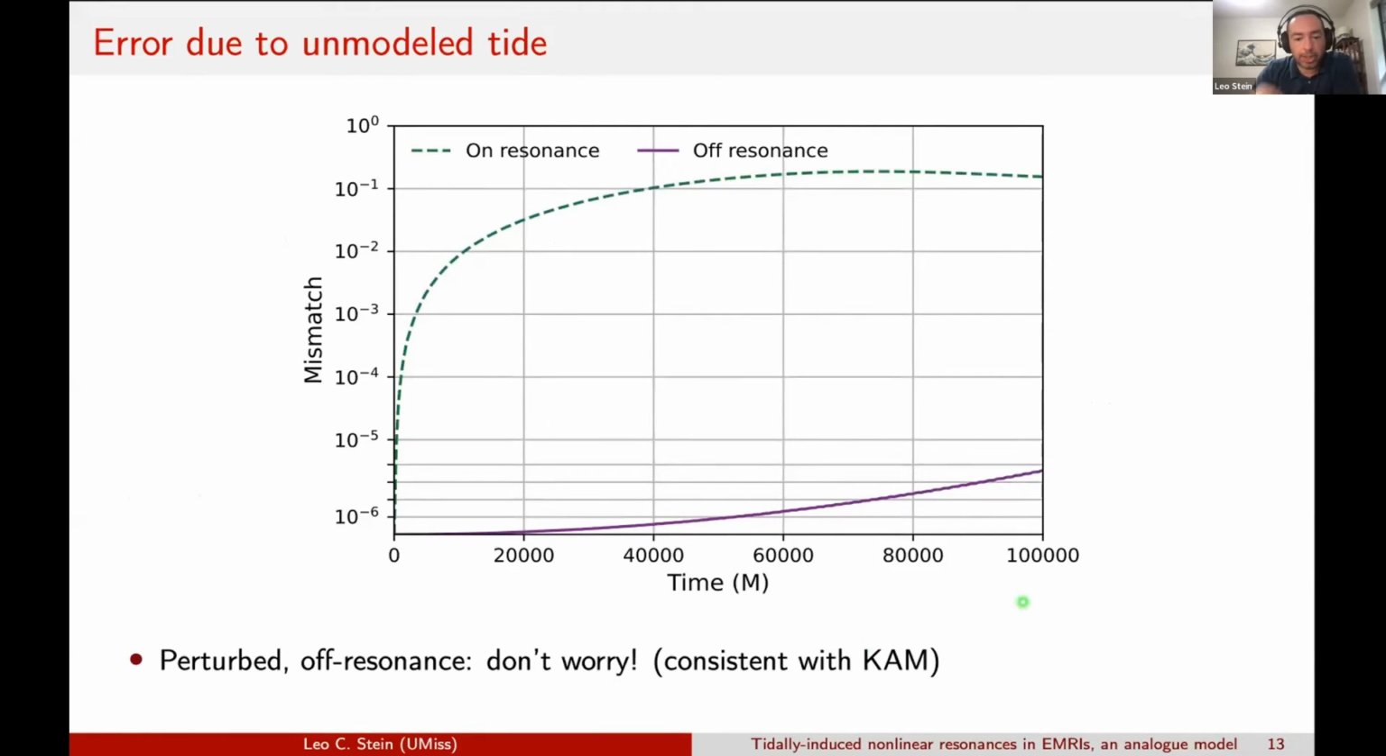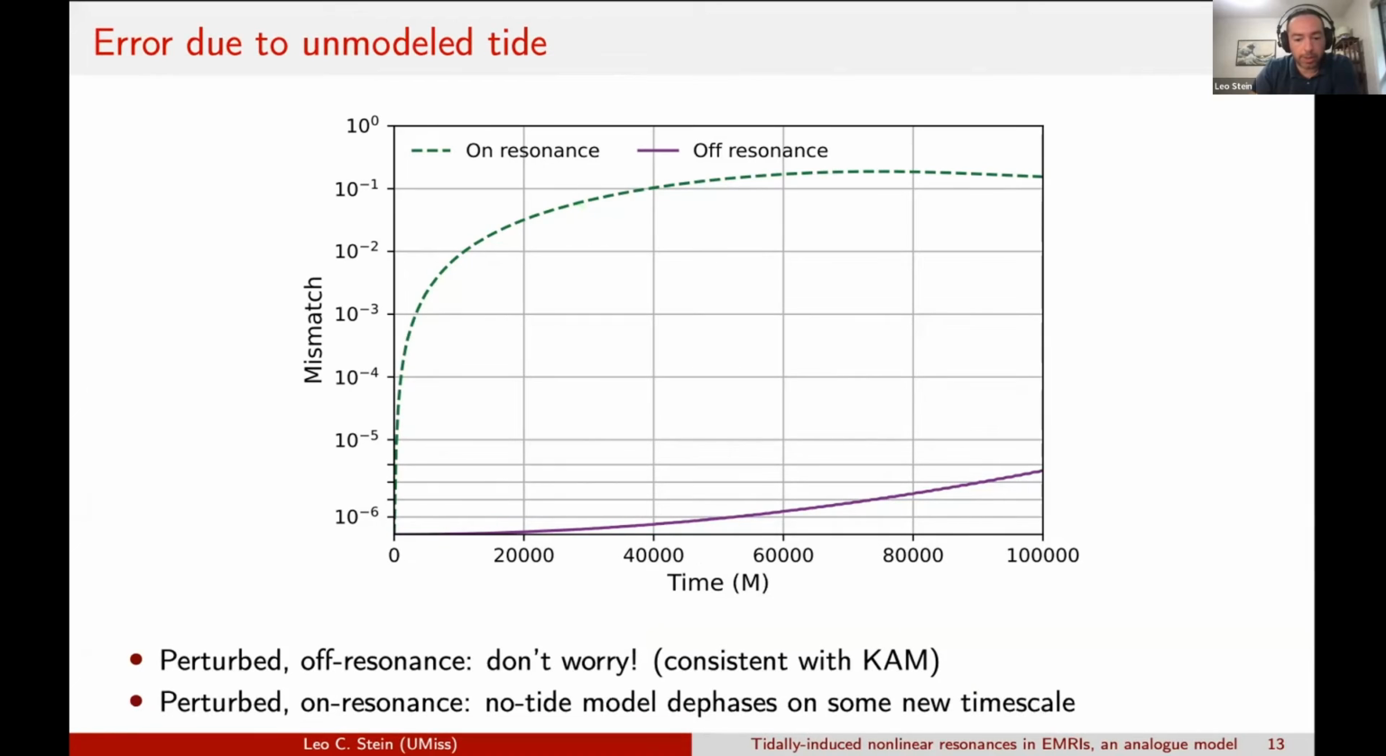All right, so the punchline here is that when you're far away from resonance, this purple curve at the bottom, this is mismatch as a function of time. If you start your model at some initial time and then integrate for a total amount of time on the horizontal axis, what's the mismatch between the unperturbed and the perturbed system? Off resonance, bottom curve, it doesn't even make it to 10 to the minus 5 mismatch, so you don't really have to worry. But the green one is showing on resonance, there's a much faster increase in mismatch. And that's what we wanted to quantify.